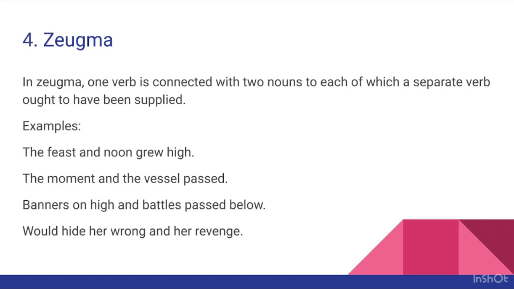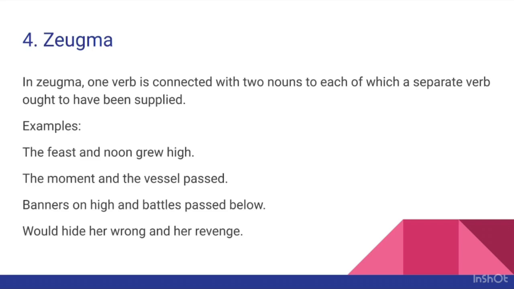Okay, zeugma. In zeugma, one verb is connected with two nouns, to each of which a separate verb ought to have been supplied. Before moving on to the examples, you must understand that two or three conditions need to be fulfilled in order to refer to a sentence as zeugma. There are two nouns, one verb is connected with these two nouns, and each of these nouns requires a separate verb. Okay? So look at the examples now.